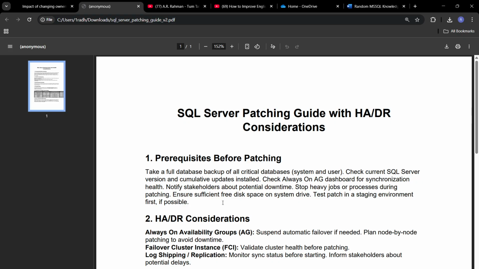Okay, after synchronizing, you need to send the mail to the customer that we are going to apply these changes. If you have a downtime window, then it is very good, but if you do not have one, then you need to take the downtime from the customer or from the stakeholder, and then you need to stop the heavy jobs or processes during the patching, so that it does not cause any issues. And ensure there is sufficient free disk space on the system drive, and test the patch on the dev server first, and then do it on prod.